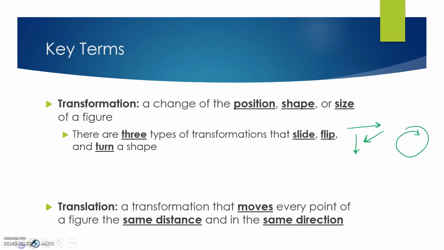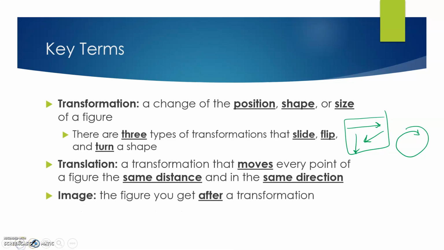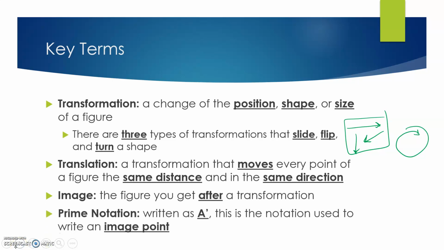So today, specifically, we are going to look at translation, which is the slide, where we move every point of a figure the same distance and in the same direction. So a couple terms we need to know for the next 3 days is image. Image is the figure you get after a transformation. And prime notation, which is written as A prime, is the notation that we use to write an image point.